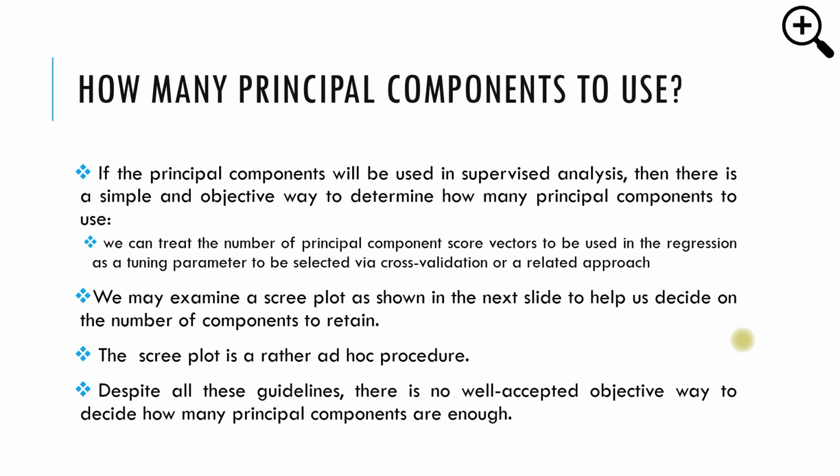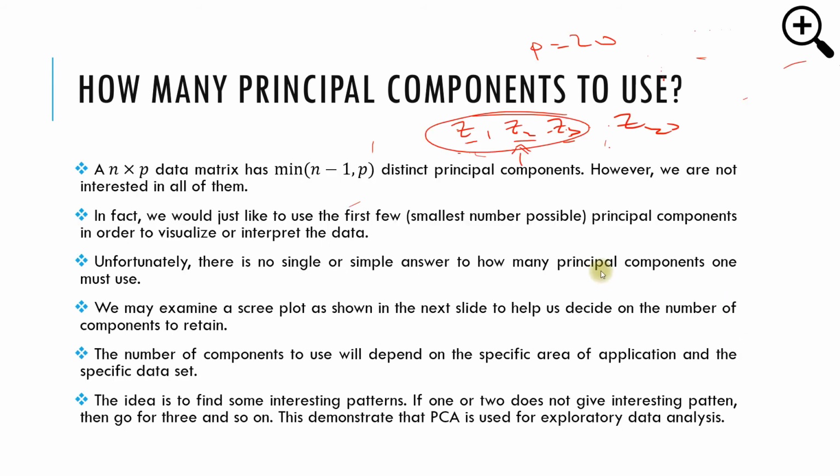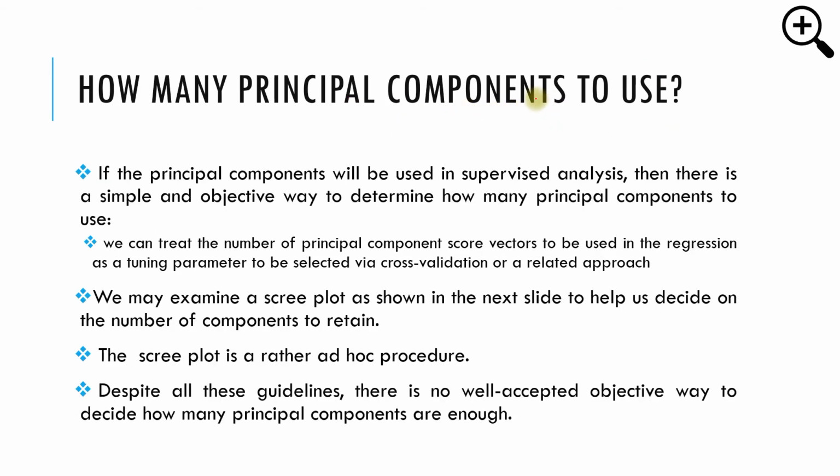If you are going to use these principal components, as I told you earlier, in the case of a supervised learning method, that is, you want to use these to predict a certain variable y, then it's relatively straightforward to determine how many components you need to use. It's just by applying cross validation, right?